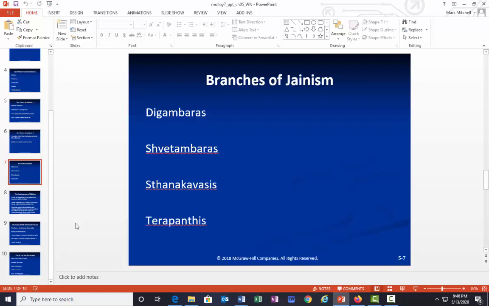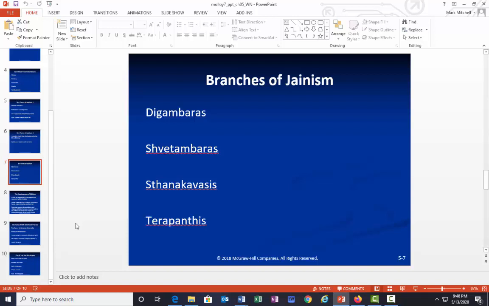Usually the fasting lasts about 15 days in a calendar year. And then the end of their year ends with a confession of wrongdoing and a plea for pardon of these wrongdoings. And then pilgrimages are also common in Jain practice.